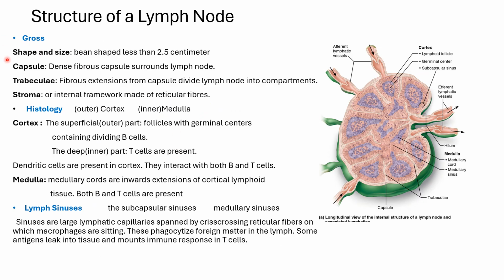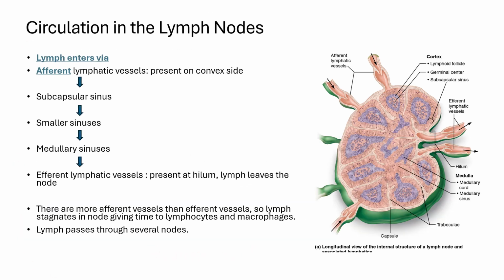This is just what I have told you about. This is in the written form. And the sinuses are large lymphatic capillaries spanned by crisscrossing reticular fibers on which macrophages are sitting. These phagocytize foreign material in the lymph. Some antigens leak into the tissues and mount an immune response in the T cells, right? So this is just what I have written if you want to read it.